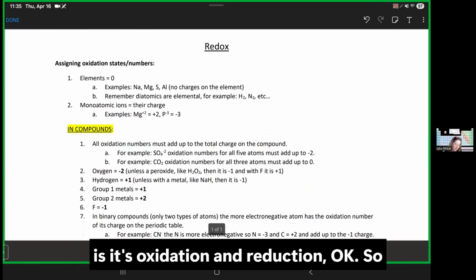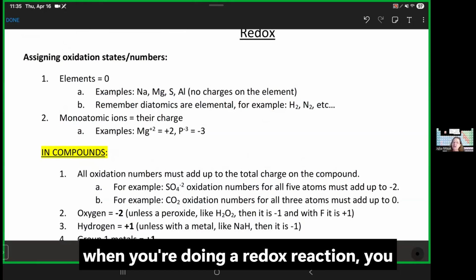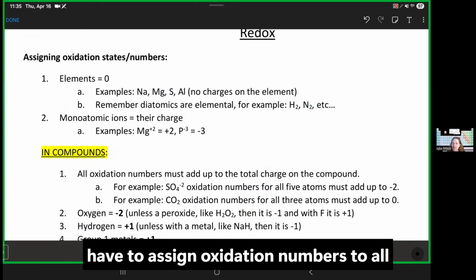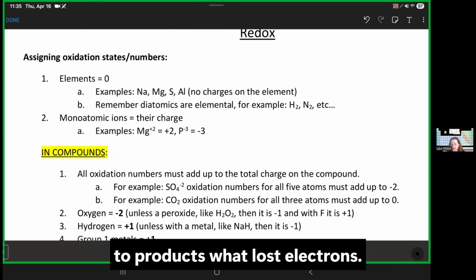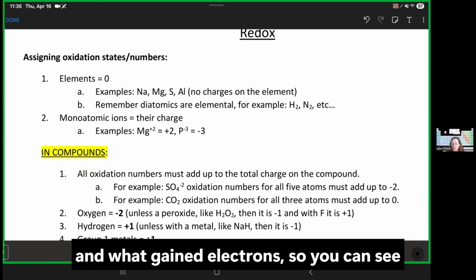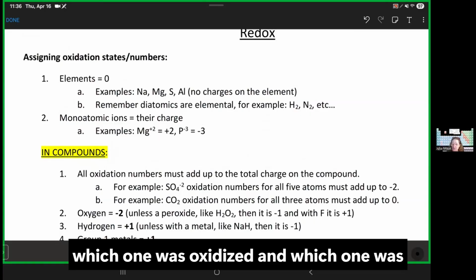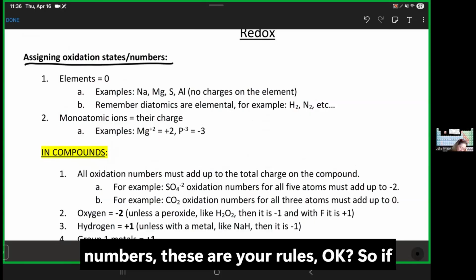Okay, so when you're doing a redox reaction, you have to assign oxidation numbers to all of the elements to see from reactants to products what lost electrons and what gained electrons, so you can see which one was oxidized and which one was reduced. When assigning oxidation numbers, these are your rules.